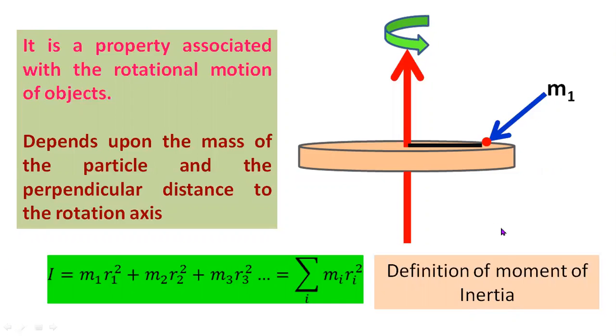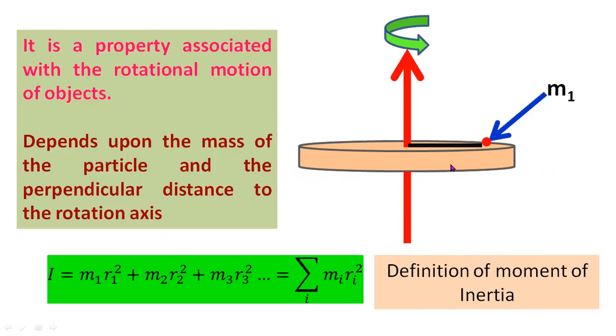Now here I'm trying to explain what moment of inertia is, because this quantity is very important. In many of the equations you will get this quantity, moment of inertia. So let me explain what that is. Here I have drawn one diagram, and this is a disk which is rotating, and the axis of rotation is shown by the red arrow.